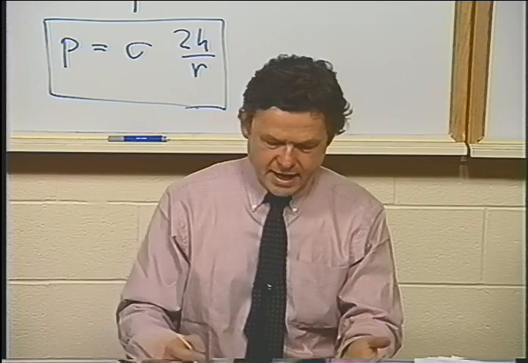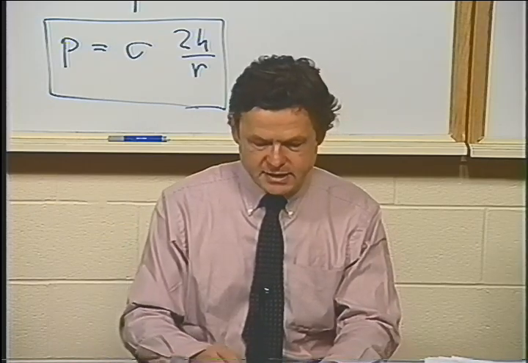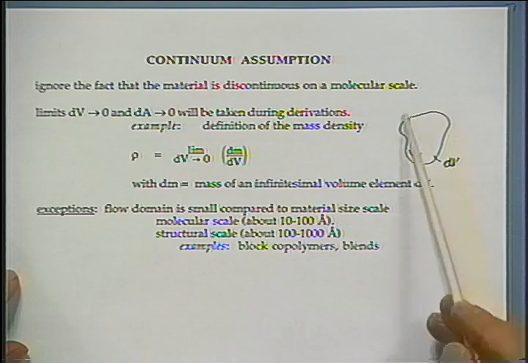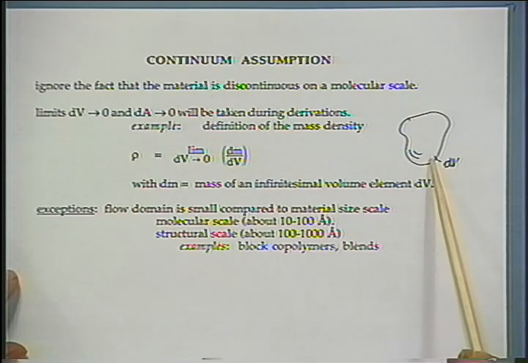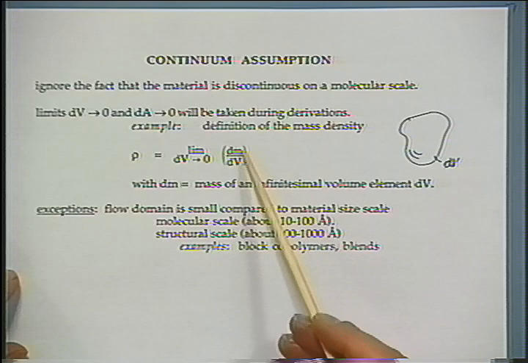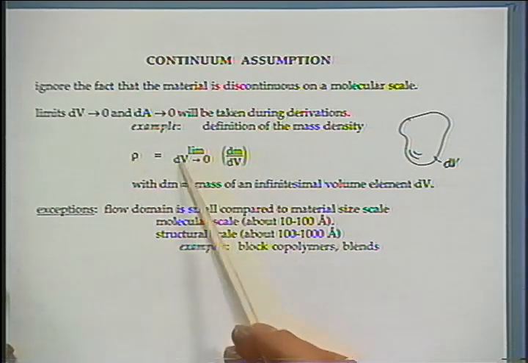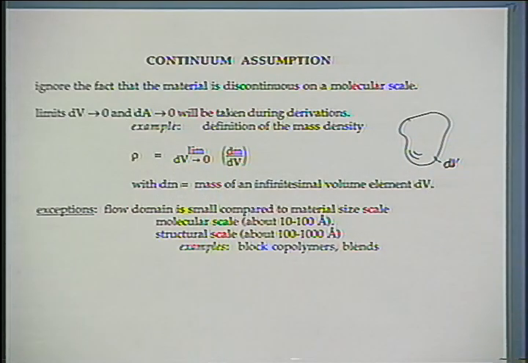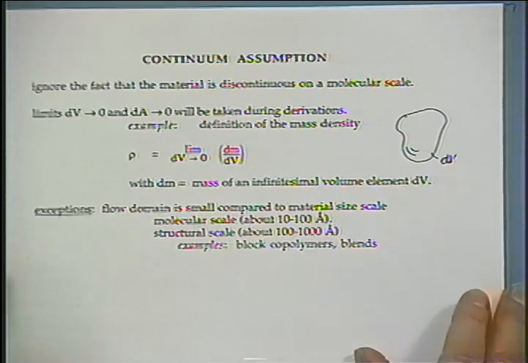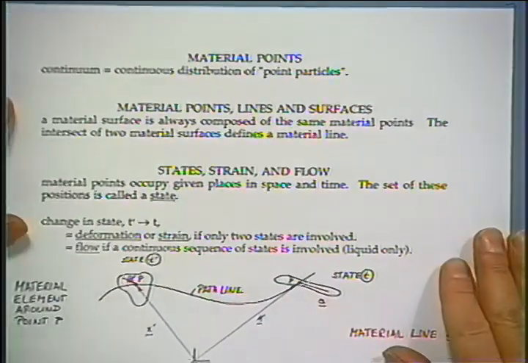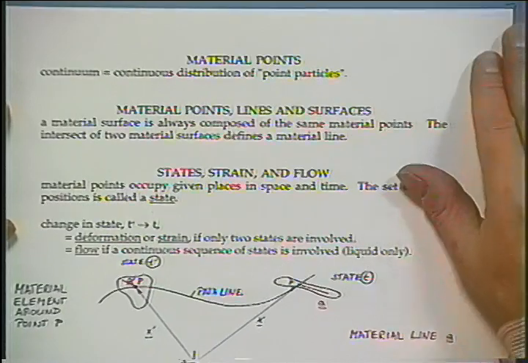Here, I applied the continuum assumption to the density. We could say a material element having a certain mass dm has a density dm over dv, and we would define the density as the limit as this material element goes to a very small size. That's just one example where we could use this continuum assumption. Let's move further.